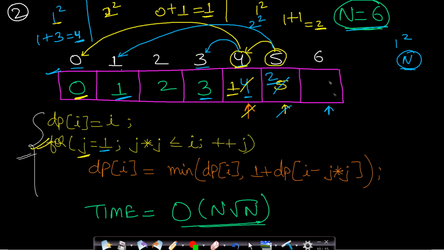So now you will do it for n equals 6. For 6, you will do a 1 square split at 5, it is 2. So here it will come out to be 3. But it will initially be filled with 6, which is the maximum number of chunks required, and now you got 3. So you will update it with 3 since this is smaller.